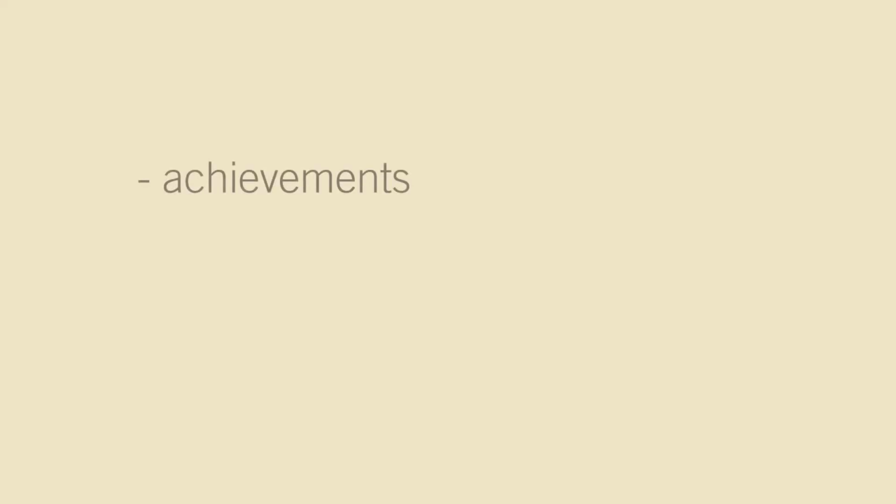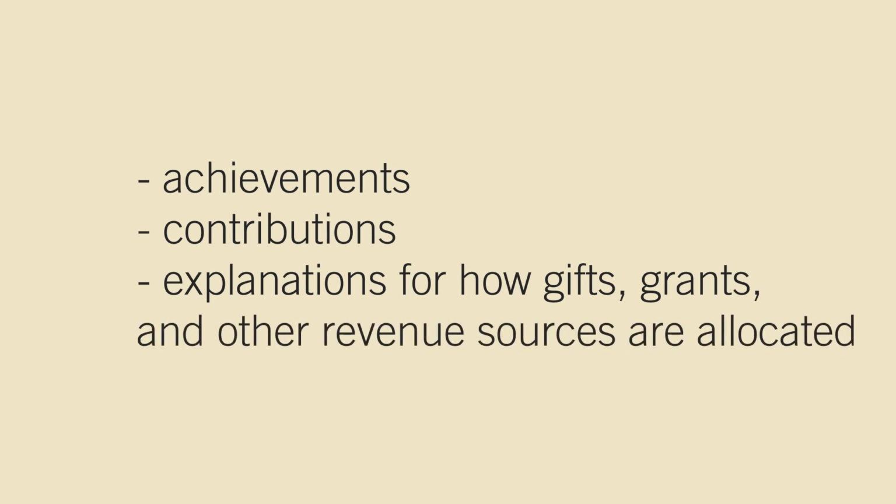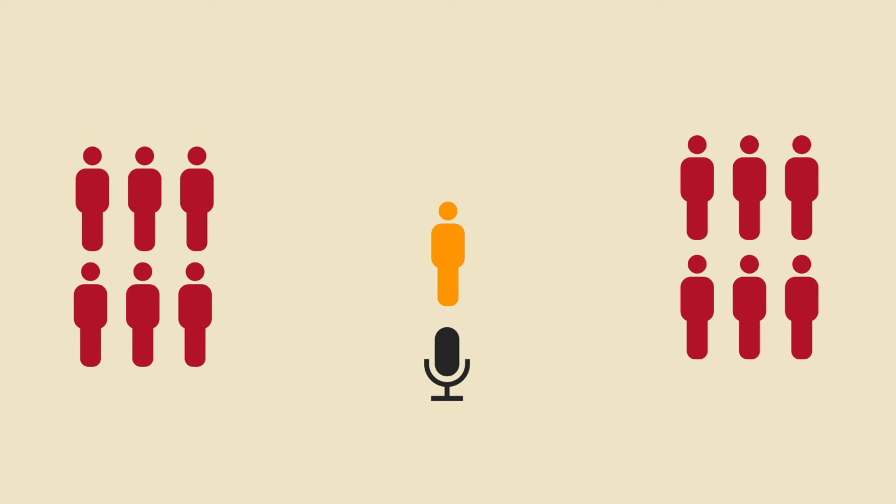7. Enhance the organization's public image. A healthy public image is needed for all nonprofit agencies. Clearly outlined achievements, contributions to the public good, an explanation for how gifts, grants, and other revenue sources are allocated are all part of this process. A written annual report is published to provide this information to the community. The executive director is the organization's spokesperson. No board member should represent himself or herself as speaking for the board or organization unless specifically authorized to do so by the board of directors.